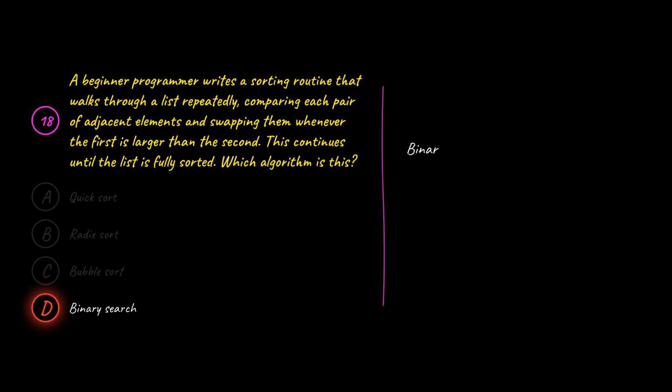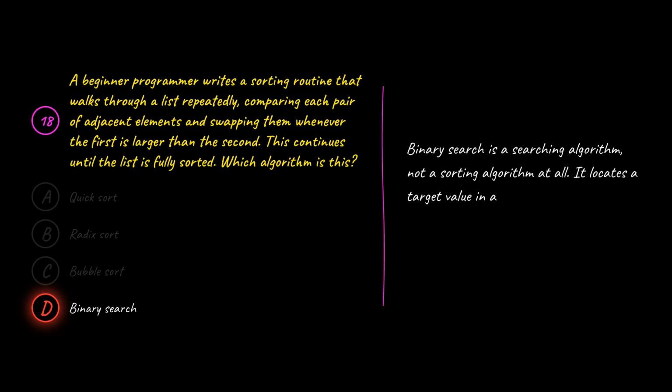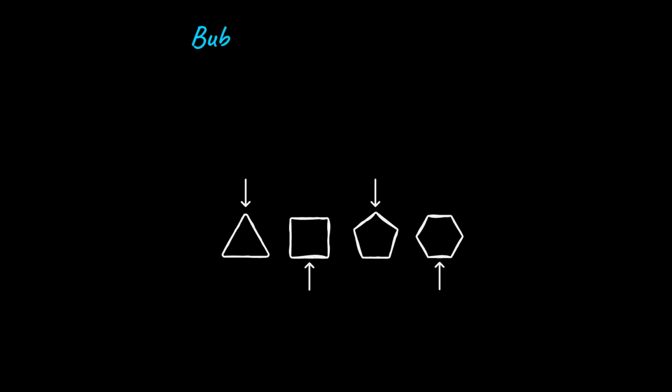D is wrong because binary search is a searching algorithm, not a sorting algorithm at all. It locates a target value in a sorted list by halving the search space, which is completely different from sorting. Bubble sort is one of the most fundamental sorting algorithms, and understanding it reveals the core logic shared by all sorting strategies. Let's look at what makes bubble sort unique.